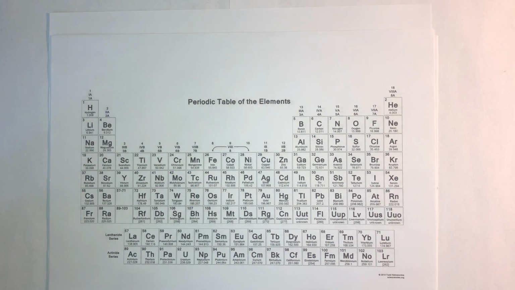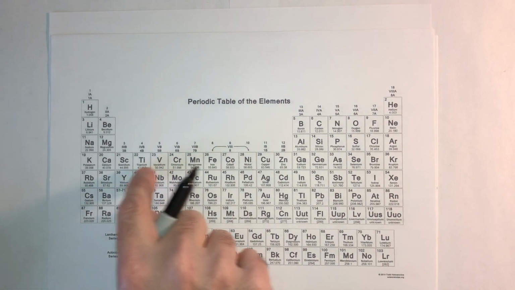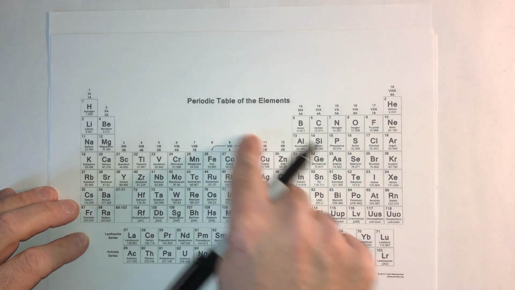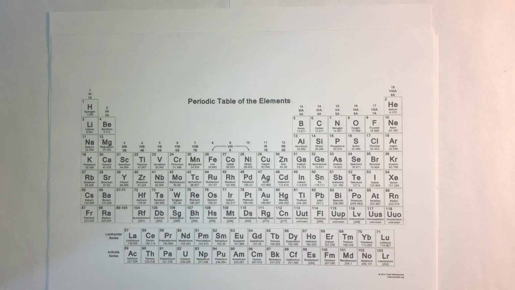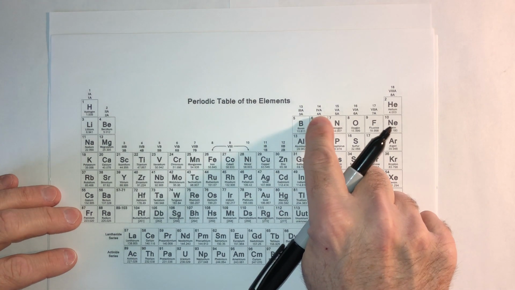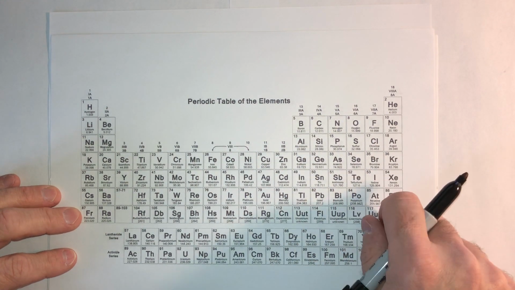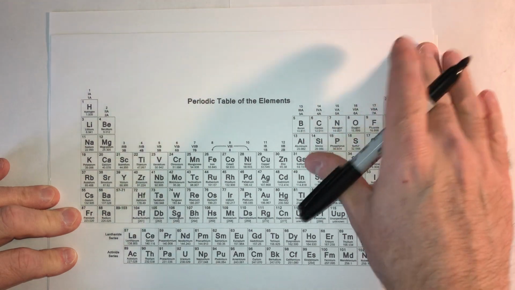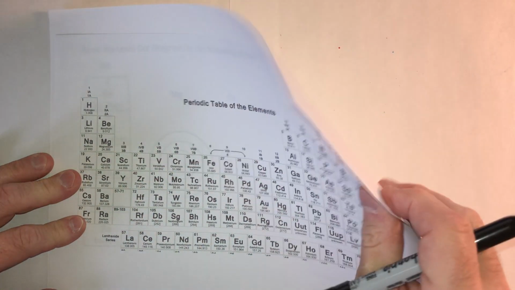It only works for the A's. It does not work for the B's. The B's here are your transition metals. They do their own thing. But for the A's, the number that goes with the A tells you your number of valence electrons. So that means that it makes my life a whole lot easier.